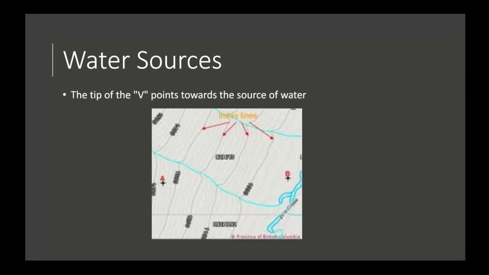Next, I just want to talk about some water sources. In this picture, you'll see that there's a stream that's branching down into a creek. There are lots of contour lines on this picture as well. A key thing for water sources is that the tip of the V points towards the source of the water. If you look at the stream right in the middle of the picture, as the contour lines get closer to that stream, it makes a little bit of a V. The tip of that V is going to point towards the source of the water.